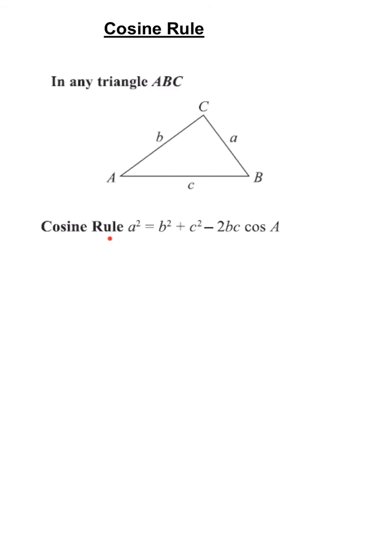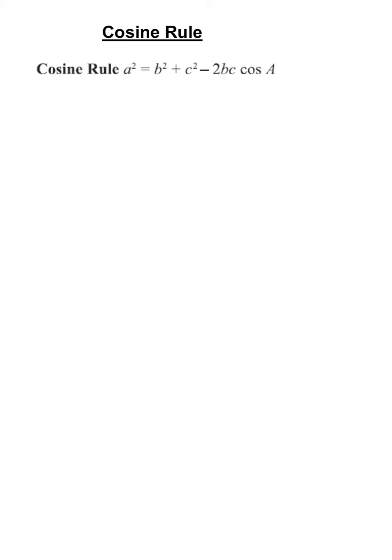So this is the cosine rule here. a squared is equal to b squared plus c squared minus 2bc cos A. So you can see A here: a squared is equal to b squared plus c squared minus 2bc of the cos of this angle here. So as you can see, the cosine rule is a squared, so that is if you're finding a side. But we need to do a bit of rearranging if we need to find an angle using the cosine rule.